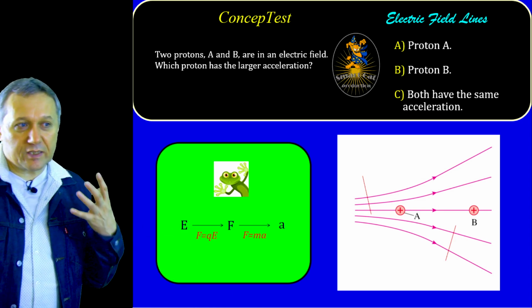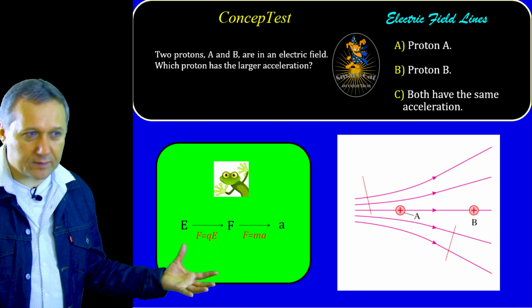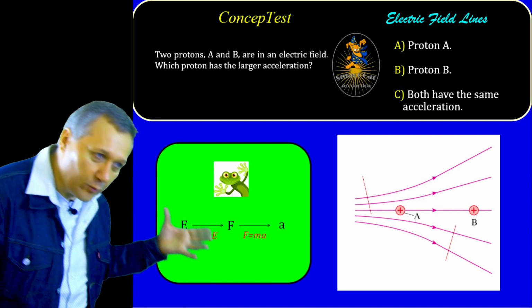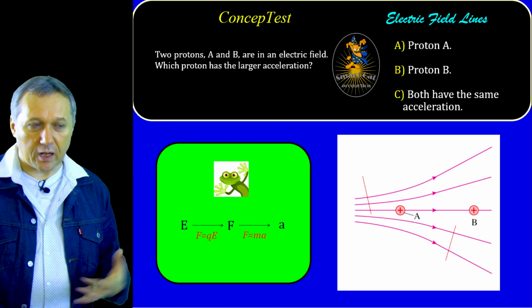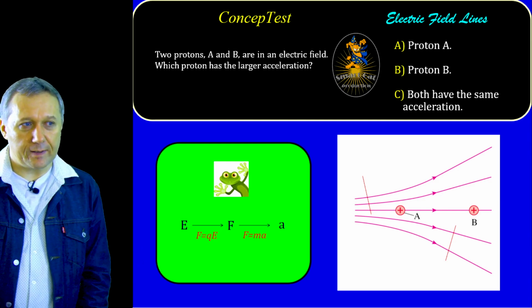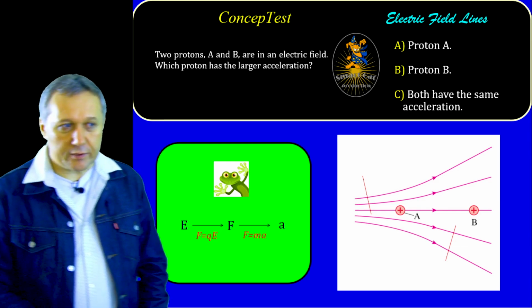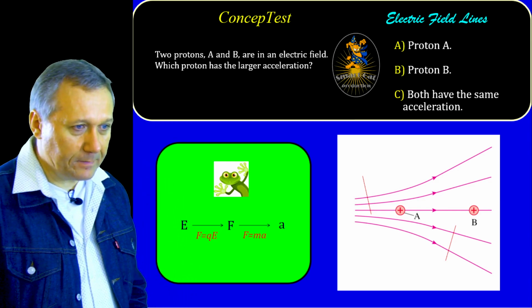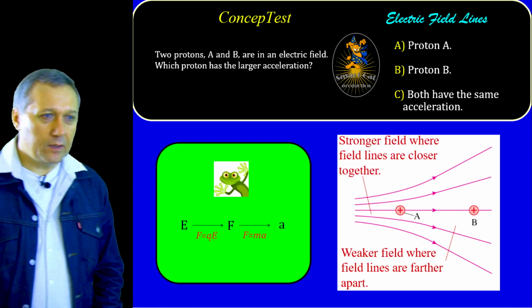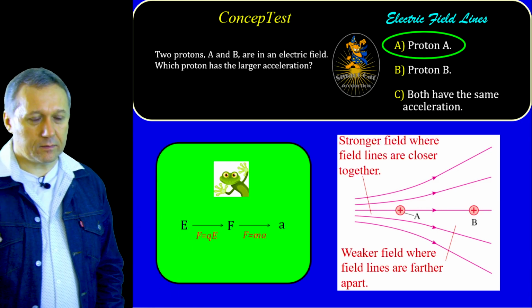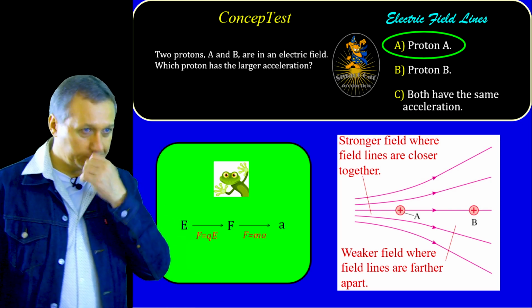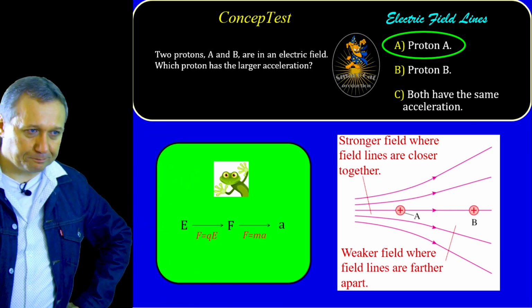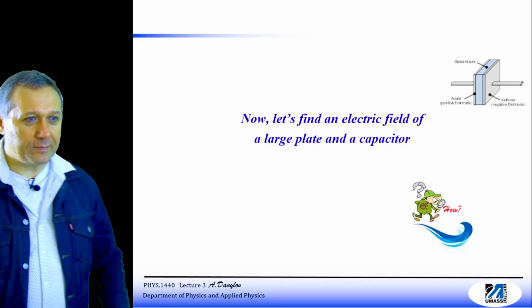I expected that most of you would answer it correctly, but I wanted to drag you through these speculations about how I would justify it in a more or less structured way. So yes, the answer is A. The proton at A is going to have larger acceleration. Right. Okay, great.